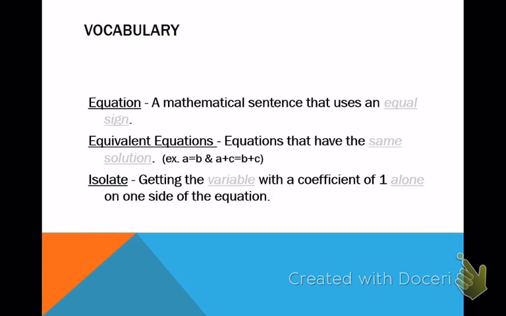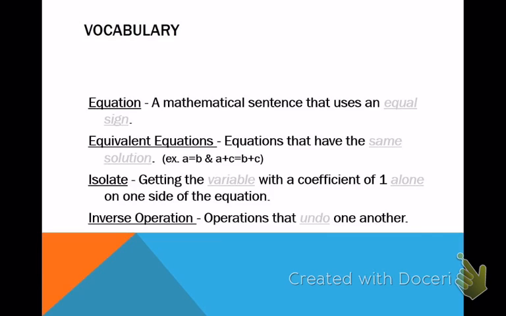Okay? Isolate. If you ever see the word isolate, they ask you to isolate a variable. What they're asking you to do is to get the variable with the coefficient of 1 alone on one side of the equation. So on one side of the equation, you're just going to have a variable and it's going to have a coefficient of 1. Okay? And the way we do that is we use inverse operations to get that done. Right? So they're operations that undo one another.